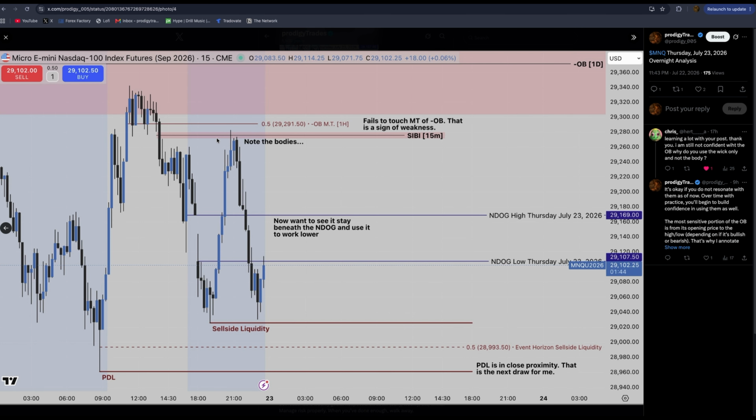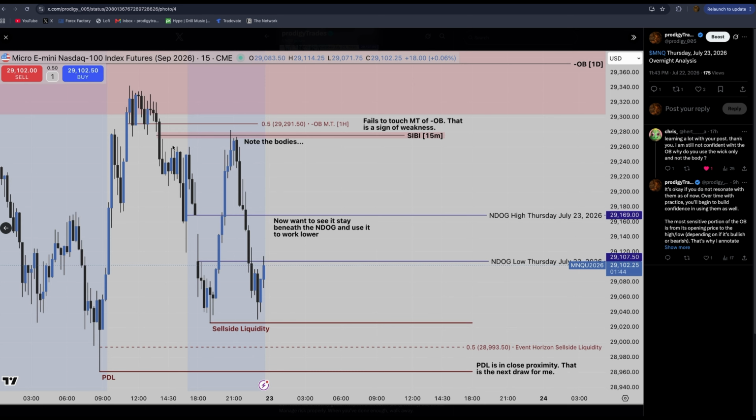Looking at the 15-minute chart now, that is that mean threshold of that hourly bearish order block. And I've annotated this SIBI. Look how the bodies are staying beneath the low of that SIBI. That is a sign of weakness once again, and then price folds lower. So this move here, working higher, that was to trap breakout buyers going long. And in relation to the new day opening gap, if you're buying anywhere up in here, you're buying at a premium, and that's not something we want to do.